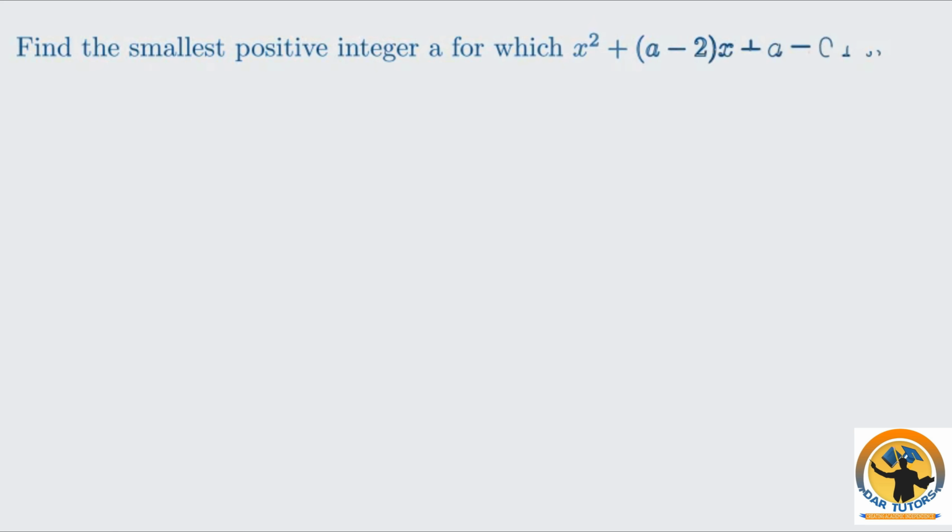Let's apply proof by equivalence to a more complex problem. We will find the smallest positive integer, a, for which a quadratic equation has real solutions. Our goal is to find the smallest positive integer, a, such that the equation x squared plus (a minus 2)x plus a equals 0 has real solutions. A quadratic equation has real solutions if and only if its discriminant is greater than or equal to 0. This is a key equivalence.